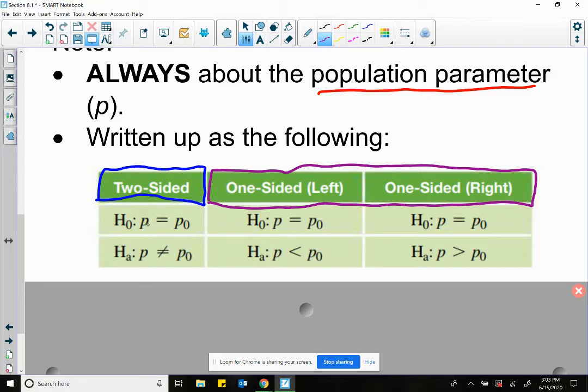And again, notice it's still P and P0, or sometimes we call this P naught. Okay? All you're doing is changing the equal either to a not equal, which is a two-sided, or you're going to be less than, or you're going to be greater than. It's going to be one of those three symbols. Okay? That's how we write up our hypothesis. And we're going to get a lot of practice with this because this is the most important step. Okay? So H naught always has equals.